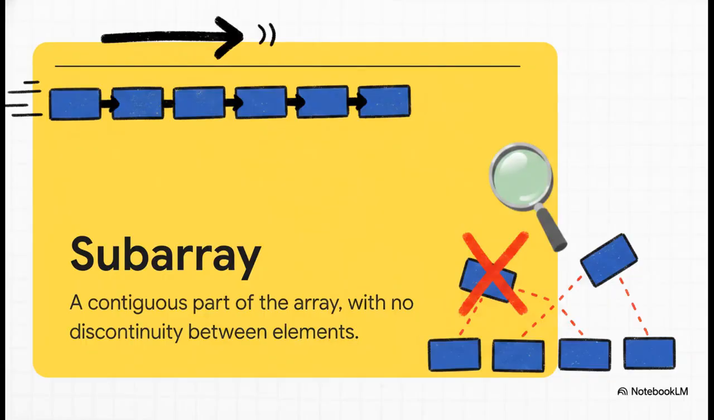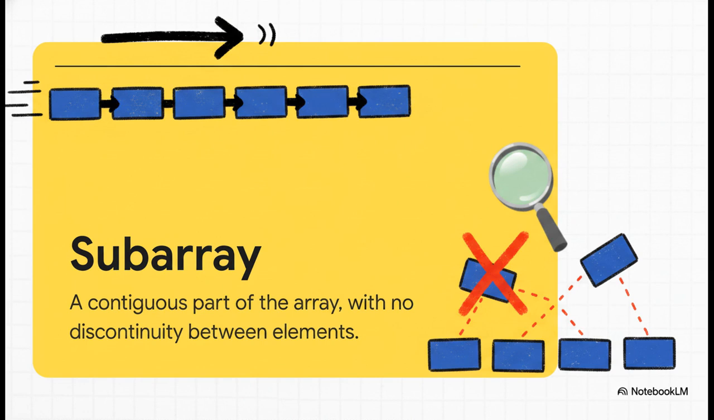So before we even think about writing a single line of code, we really need to completely understand the prompt, right? The problem is asking us to find the subarray that gives us the absolute maximum possible sum. But there's a critical and honestly super frequently confused distinction here that traps a lot of candidates.